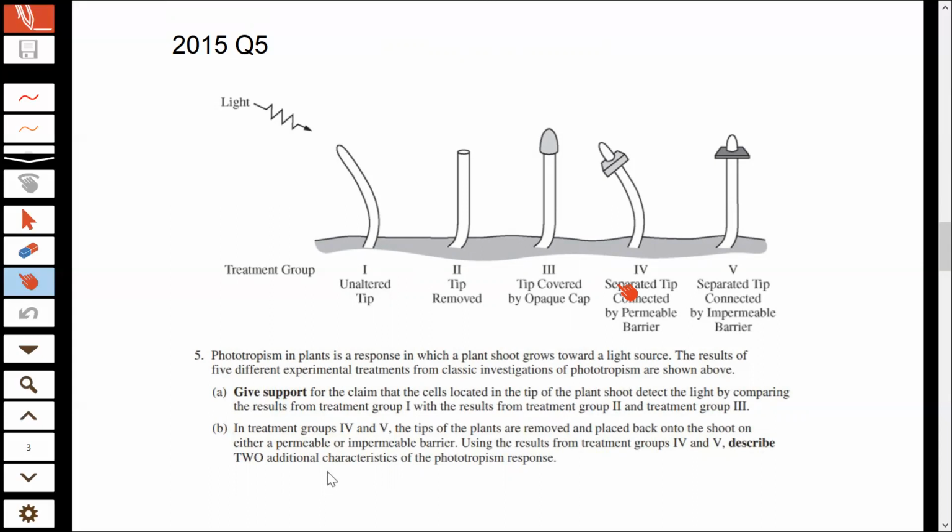So let's look at this. A, give support for the claim that the cells located in the tip of the plant shoot detect the light by comparing the results from treatment group 1 with the results from treatment group 2 and treatment group 3. So they're actually being very nice to us. They're telling us exactly what to compare, even though we should know that we would have to compare group 1 with something, because it's the control.